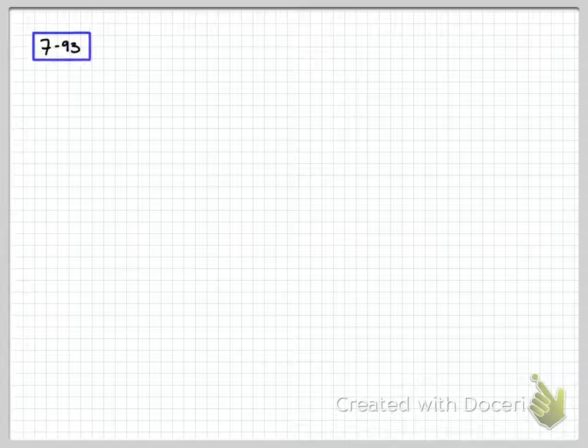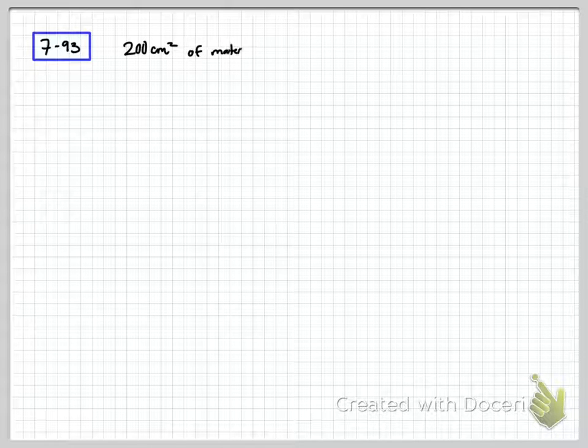I wanted to go over 793 before your exam. It's another modeling question. It says a company has 200 square centimeters of material, probably aluminum, to make an open cylindrical container with a bottom, no top. How should they design the can so that it can hold as much as possible?